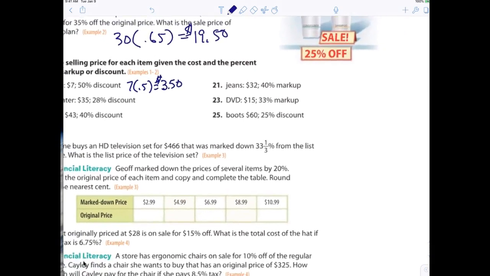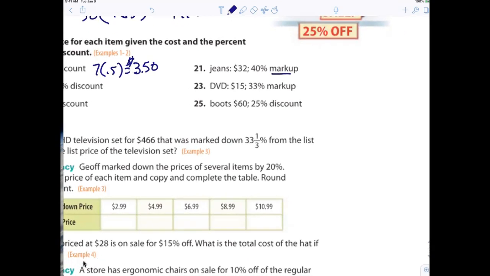Oh, here they're saying we have a markup. So what am I doing? You do 32 times 1.4. Very nice. And what's that? Come on, you guys got to be ready. I want you doing it on your calculator. That's what I said. $44.80. All right. Now I have 23, Jack.